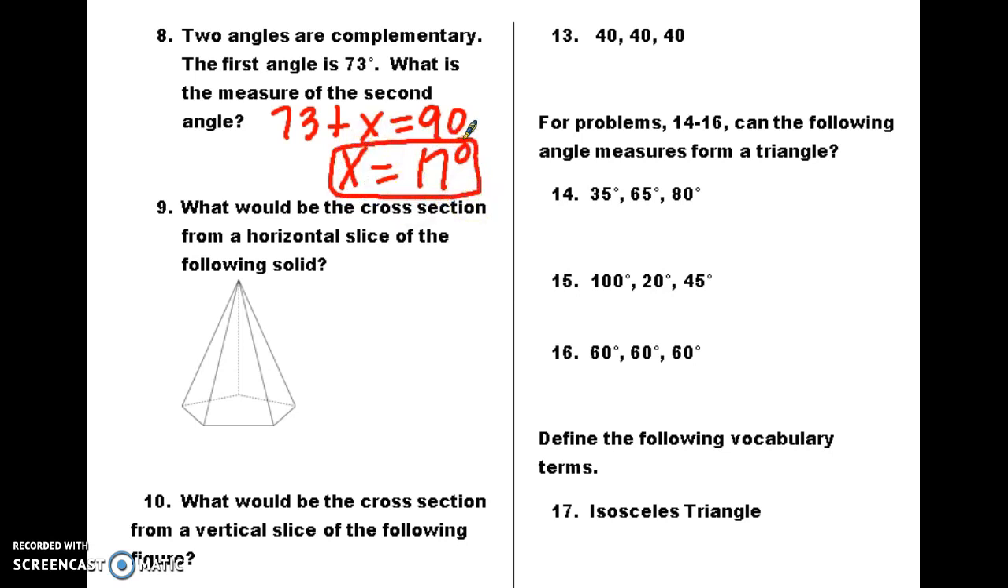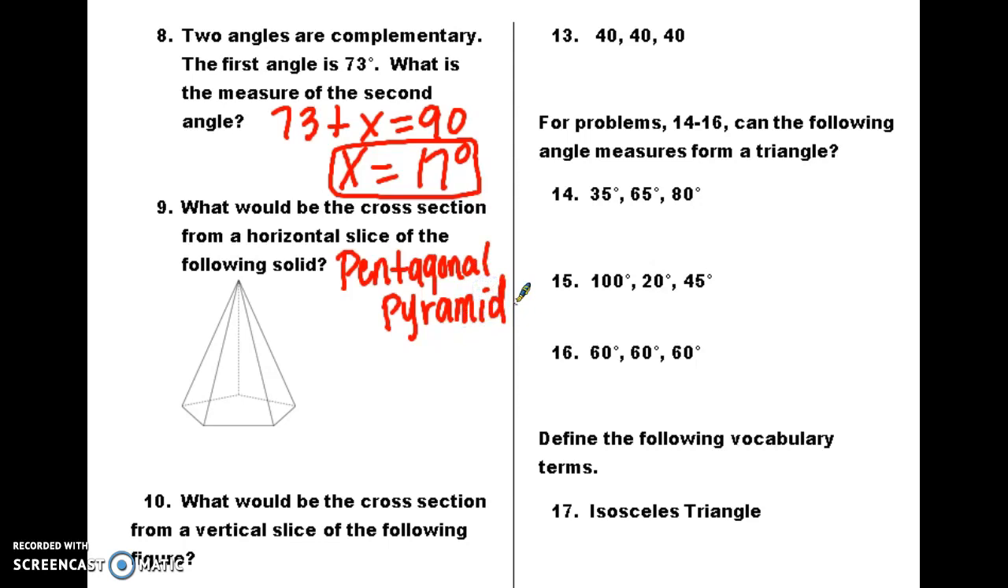Number 9, what would be the cross section from a horizontal slice of the following solid? So this is a pyramid. The base is 1, 2, 3, 4, 5. So this is a pentagonal pyramid.